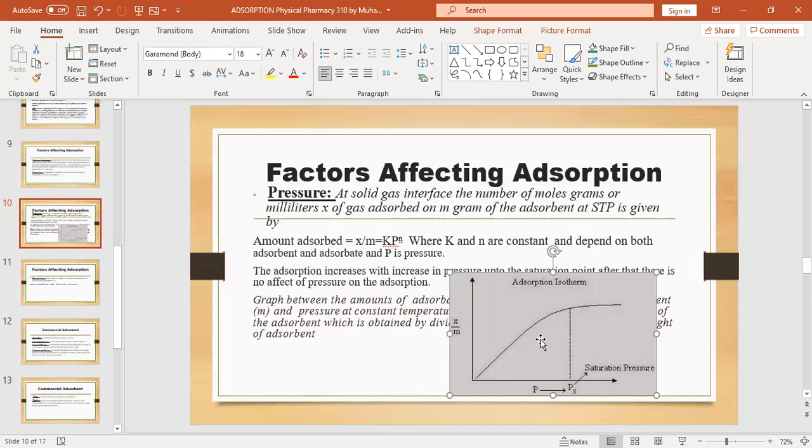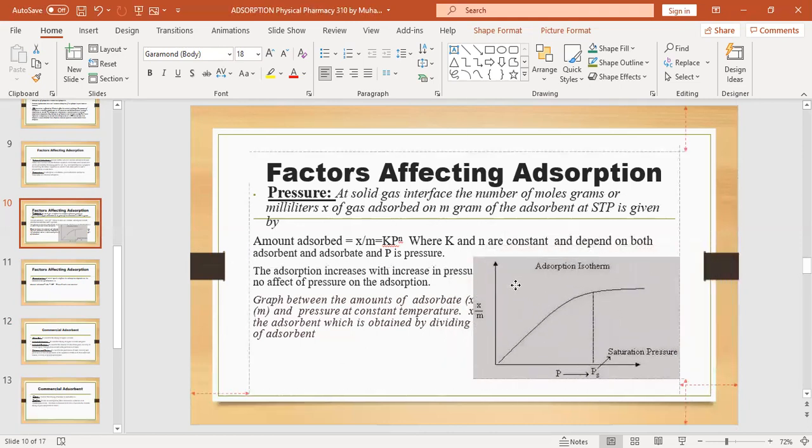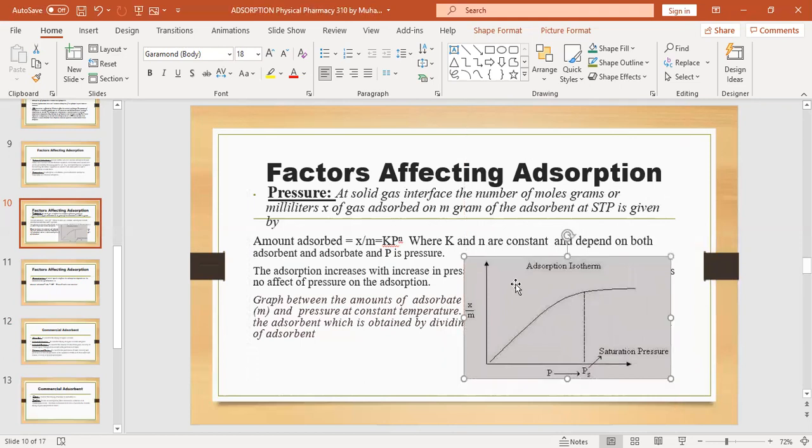The adsorption phenomenon is usually explained by isotherms. Isotherms are like this. This is also an isotherm, means at constant temperature we can study the phenomenon of adsorption. Hope it is clear up till now, the effect of pressure on the adsorption phenomenon at the solid-gas interface.